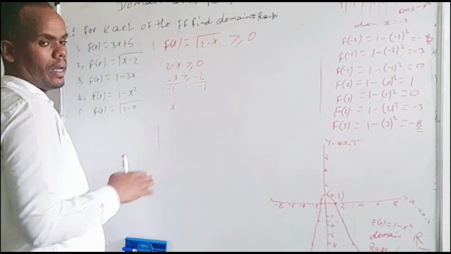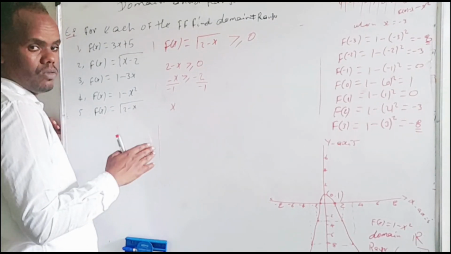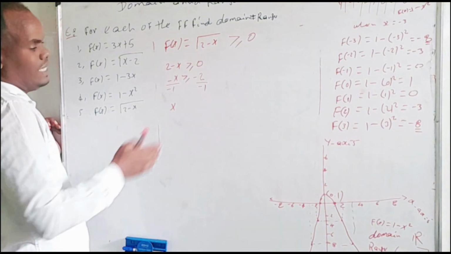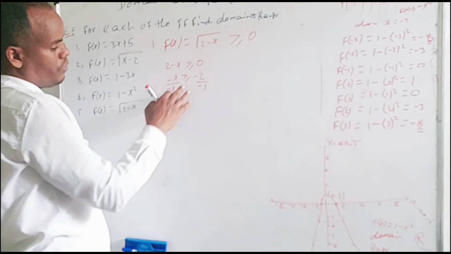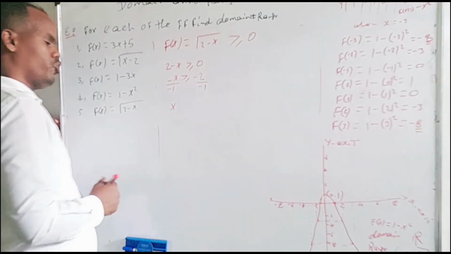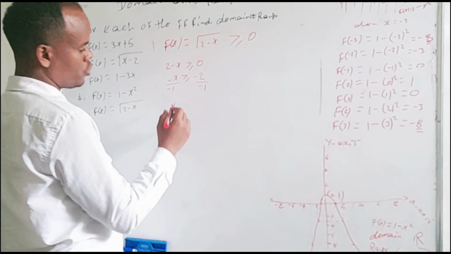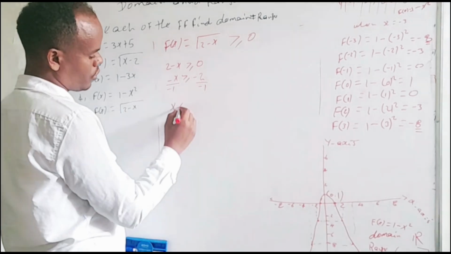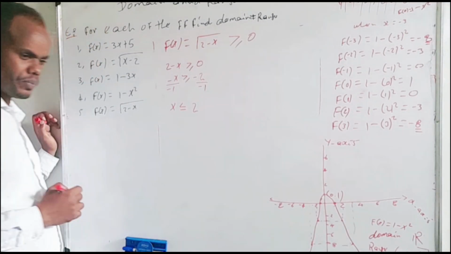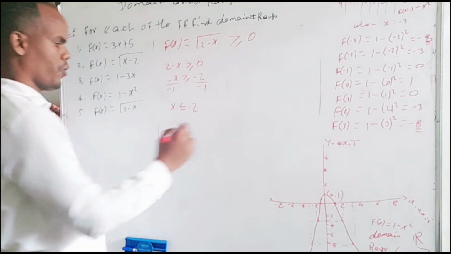When we multiply or divide by a negative, the sign changes: if it is greater than, it will be less than, and if it is less than, it will be changed to greater than. So x is less than or equal to 2. This is our domain.